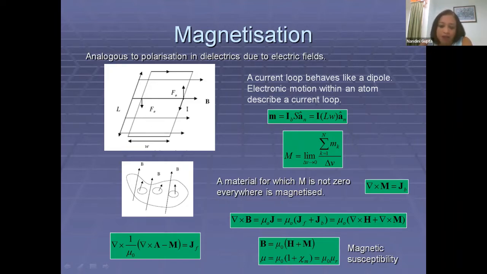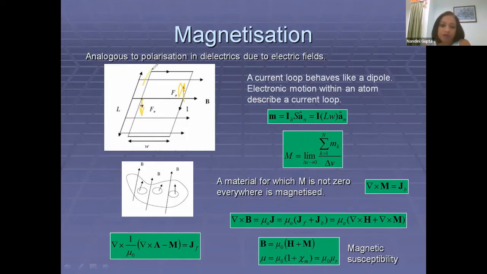So the closed path of a charge will behave like a current loop, and this current loop behaves like a dipole. The current loop behaves like a dipole. So essentially, you have a force in this direction and another force in this direction, equal and opposite forces. You can work this out.